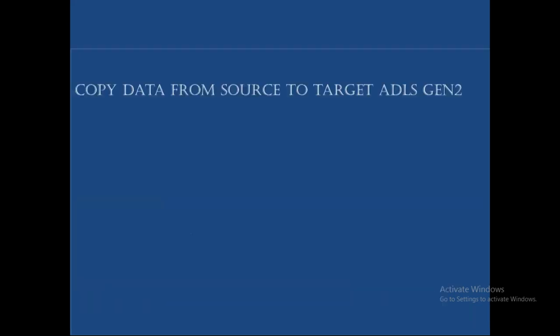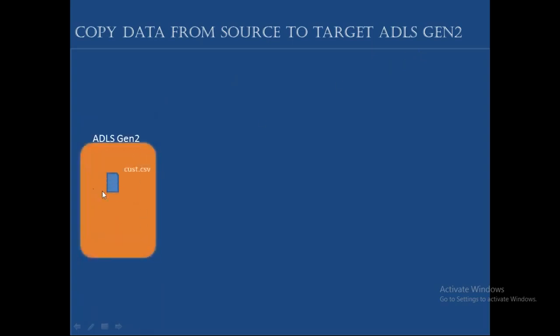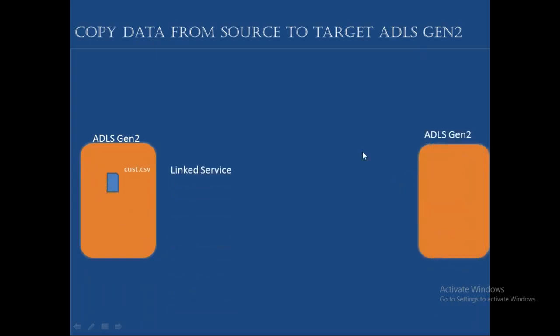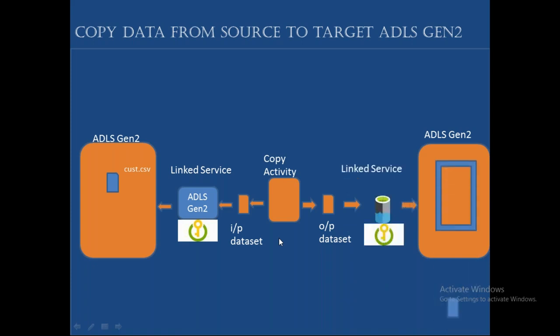Okay, fine. Copy data from source to target in ADLS Gen 2. Yes, so you'll have ADLS Gen 2. Let's say you have a source folder, and I want to load it into Data Lake Storage Gen 2 in a target. First, I need to create the linked service. Then I need to create the input dataset. Then I need to use a copy data activity. To load this data into the target, I need to specify my target folder. To access the target folder, I need to create a linked service. When I execute this, data will be loaded in that particular folder.